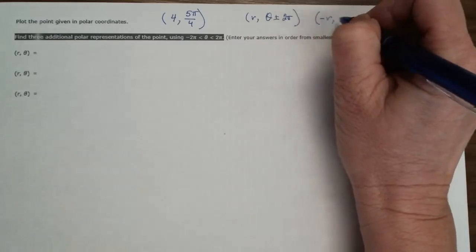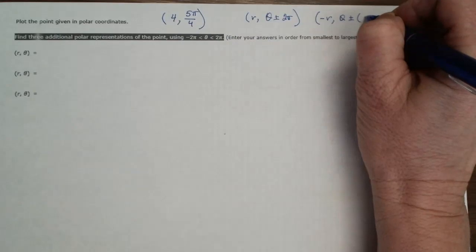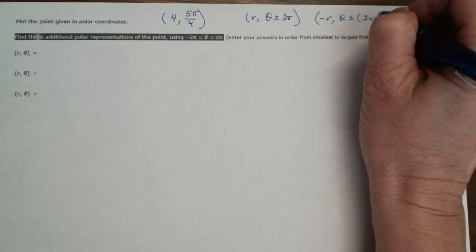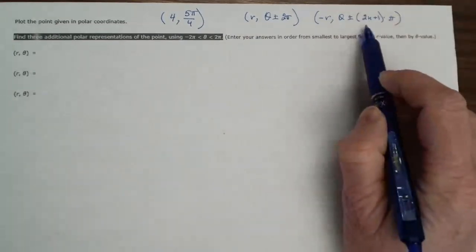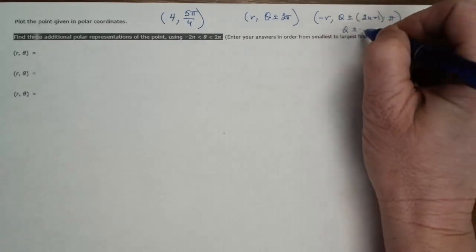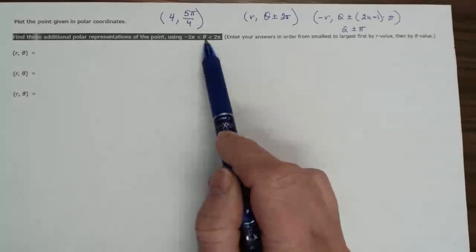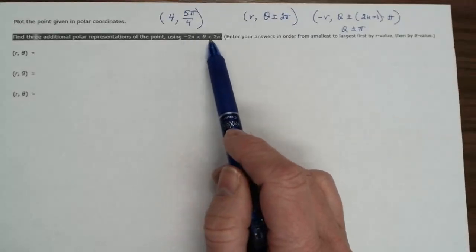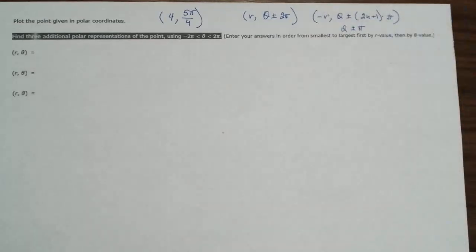And negative r will be θ plus or minus (2n+1) times π, or it's much easier to say θ plus or minus π when we're looking for a θ between negative 2π and positive 2π. This is a general rule. Okay, let's start.